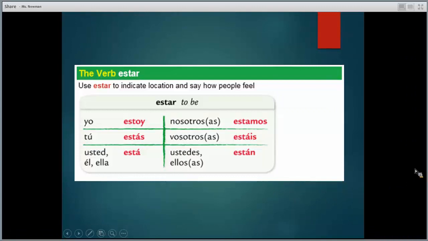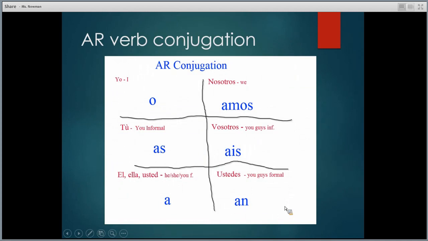Okay, another AR verb that we commonly use is estar. This is used to indicate location and say how people feel, so it's used differently than ser. However, this one is also irregular, at least in the first conjugation. It doesn't follow the pattern that we just showed you. However, the rest of it does follow that pattern. Estás, está, estamos, estáis, están. So the rest of the conjugations, you would take out AR and add those endings that we talked about on this chart.